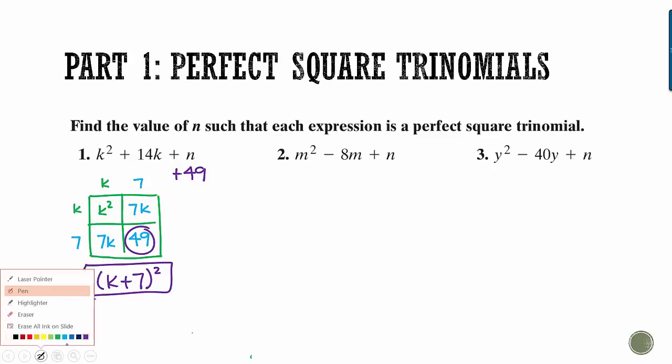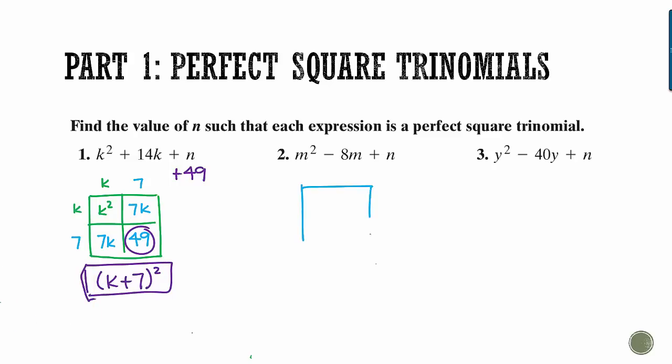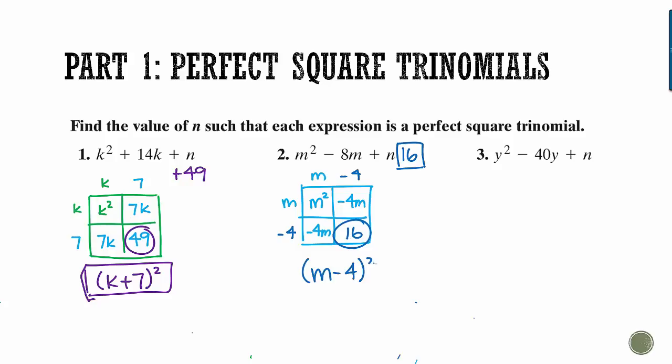Let's try the next one. We have an m squared, so that means we had an m times m. We had a negative 8 here, so remember we're cutting that in half, so negative 4m would go here. Then this would have to be minus 4, and that gives us positive 16 in here. So 16 is the number that completes the square. And if we wanted to factor it, it would be m minus 4 squared.